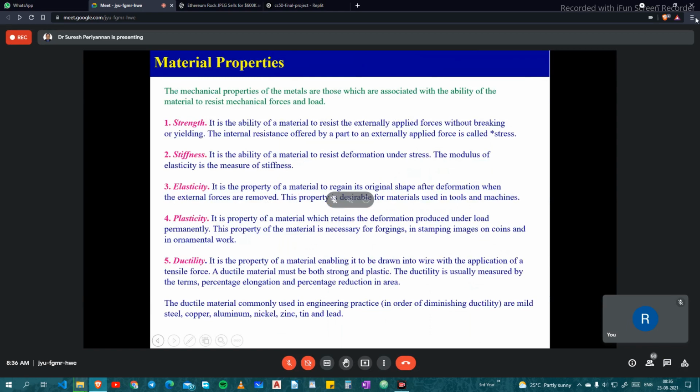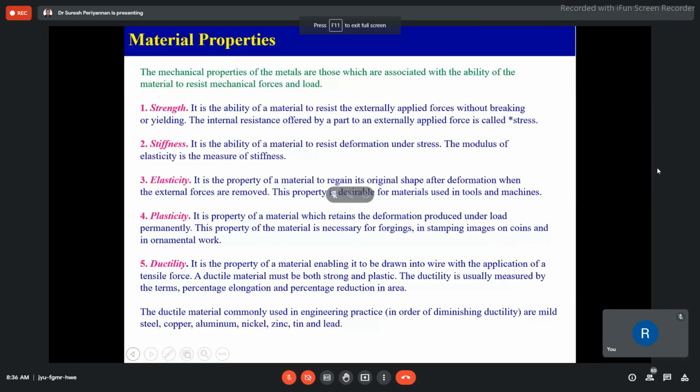Strength. You might have studied this earlier, but briefly we will discuss and move forward. The mechanical properties of metals are those associated with the ability of the material to resist mechanical force and load. What is strength? It is the ability of the material to resist externally applied force without breaking. Based on strength we define stress. Stress is the internal resistance offered by the part or component while it is subjected to externally applied load.